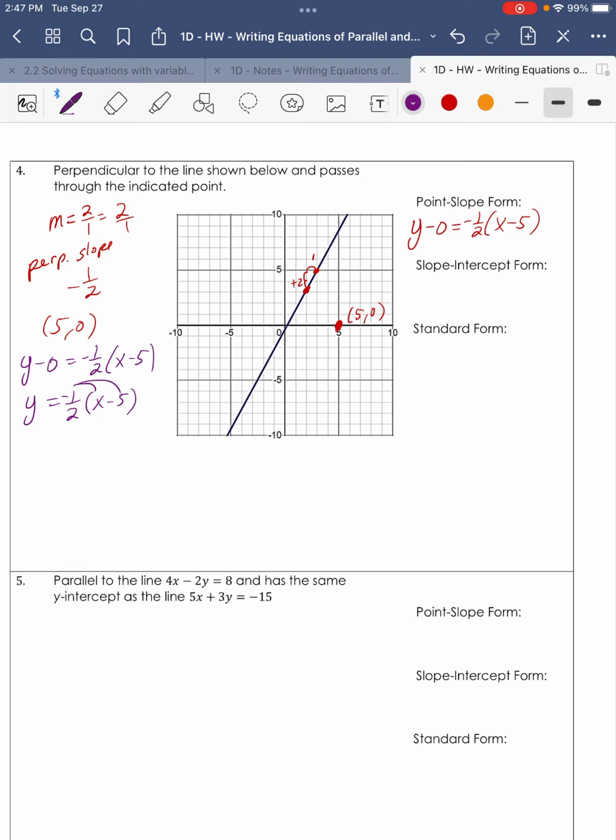And then we need to get rid of the parentheses. Distribute negative 1/2 times x, negative 1/2 x. Negative 1/2 times negative 5 is a positive 5 over 2. There's slope-intercept form.